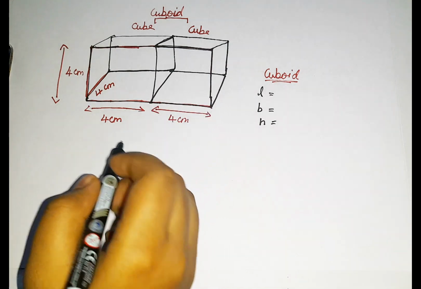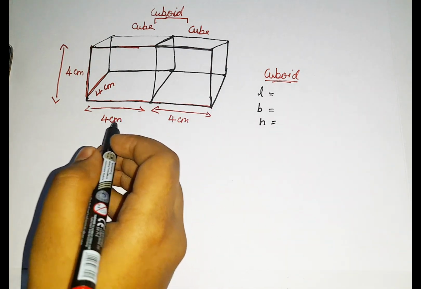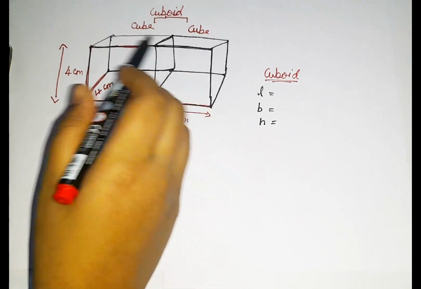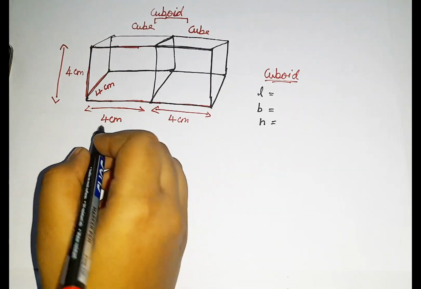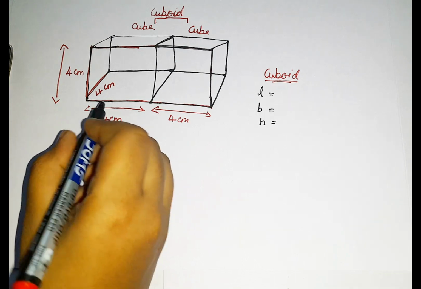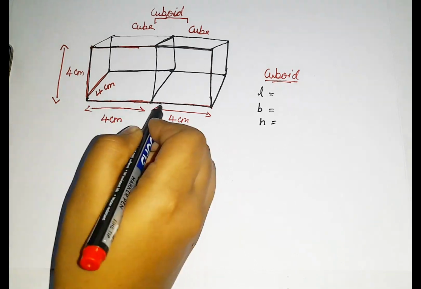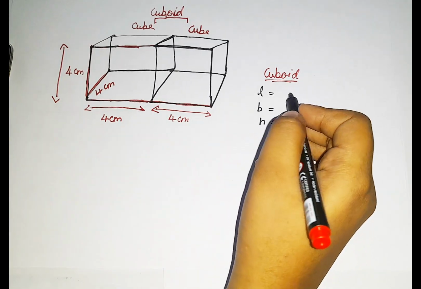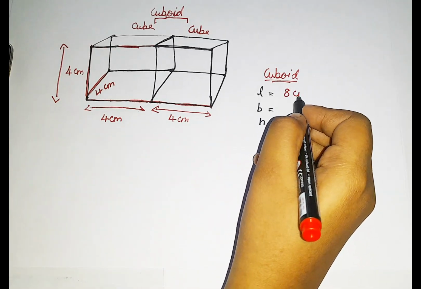So what is the length of the cuboid? Here, as you can see, it is 4 centimeter, and here it is 4 centimeter. How to find the length of the complete figure? We are supposed to add 4 plus 4. Why? Because here it is 4 and here also it is 4. So let us add 4 plus 4. What is 4 plus 4? 4 plus 4 is 8. So it is 8 centimeter.